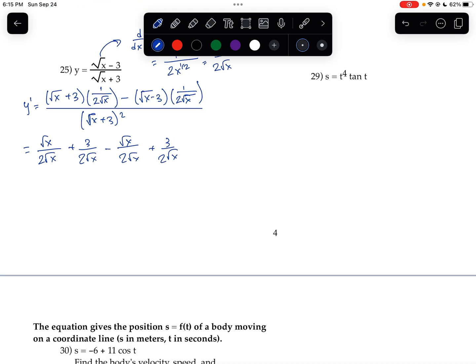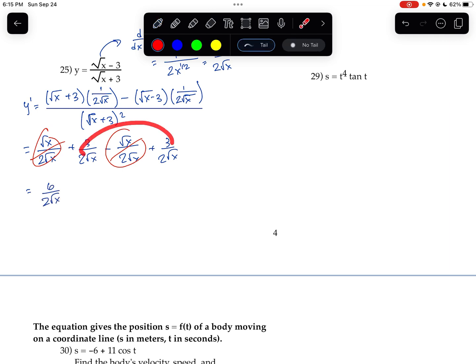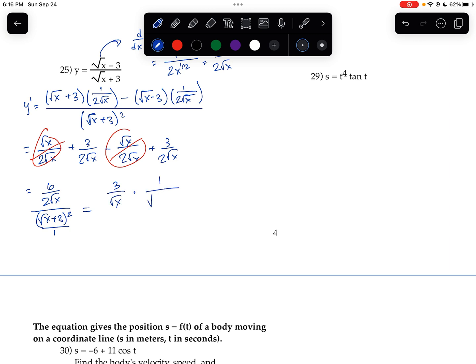All divided by that, but I'm just going to simplify this right here. It's going to cancel with this right here, and then you're going to get 6 over 2 square root of x, because you can add these two together. 3 plus 3 would be 6, divided by square root of x plus 3 squared, which is equal to 3 over square root of x times 1 over square root of x plus 3 squared, which is equal to 3 over square root of x times square root of x plus 3 squared. Okay, and that's probably all you need to do there.